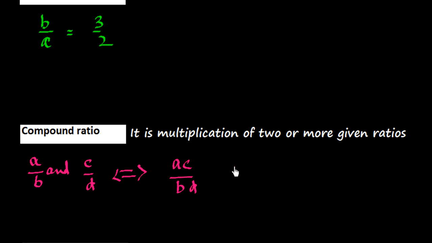We can take the example also of the height and weight of the students in a classroom. We take the measurement of weight or the mass of the students and the height of the students, and we multiply these. So these are called the compound ratio.